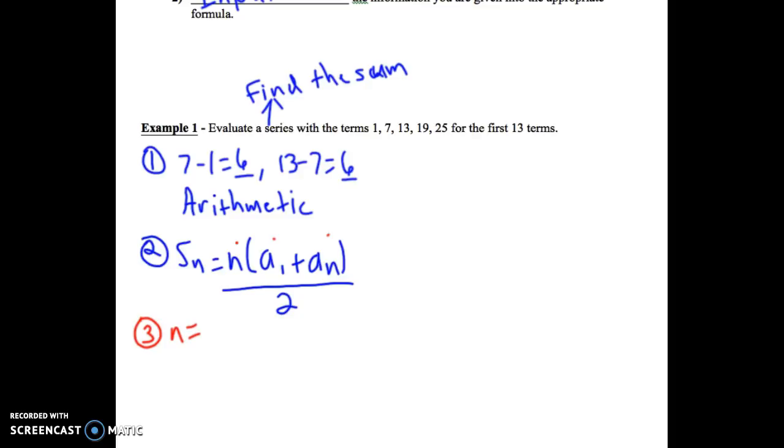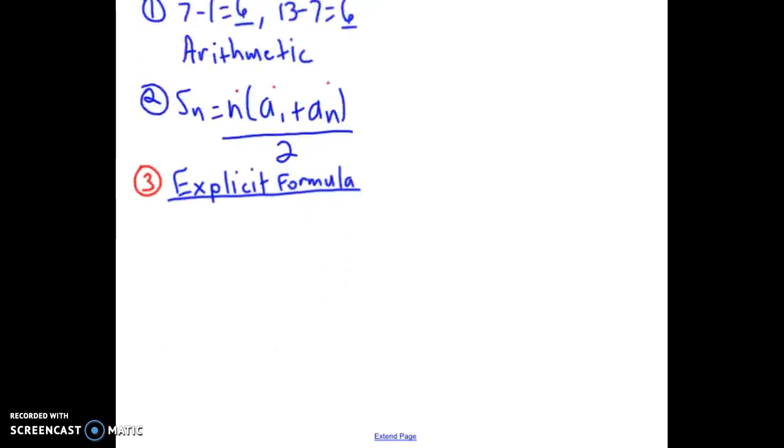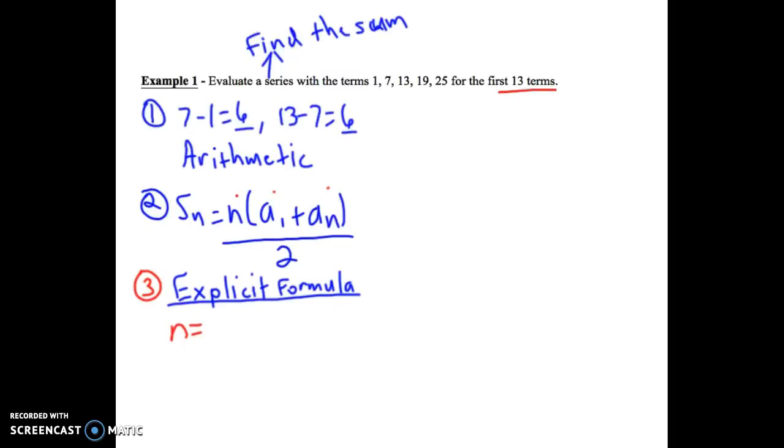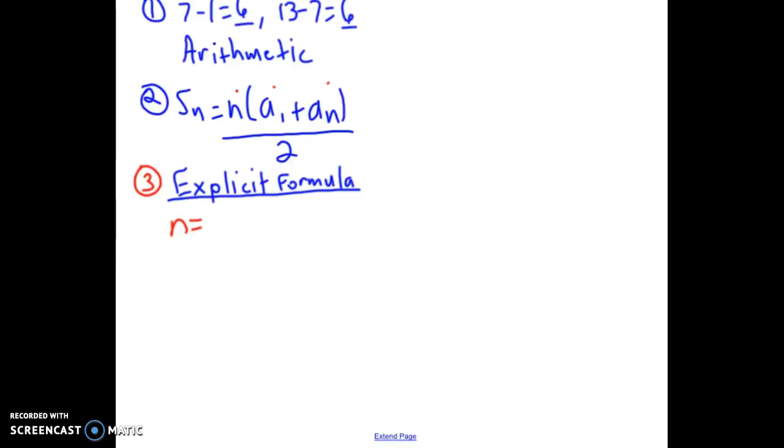Let me backtrack. I'm going to title this step explicit formula. This is just for note-taking benefit, but the third step is explicit formula, so please write that. With the explicit formula, that's going to help me find n and a sub n. So n is always going to be how many terms they say. In this case, they give us the first 13 terms. Sometimes they won't say that, and they'll just say evaluate a series, and you'll have to count the terms: 1, 2, 3, 4, 5. But in this case, it specifies the first 13 terms, so n is going to be 13.